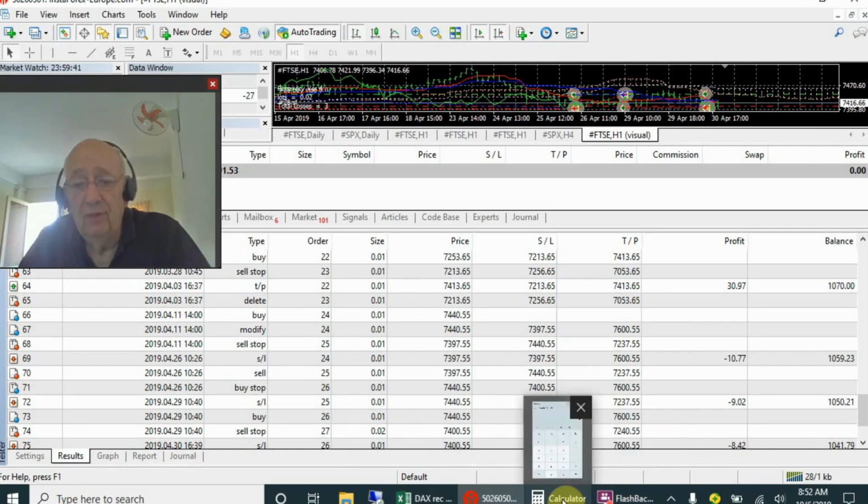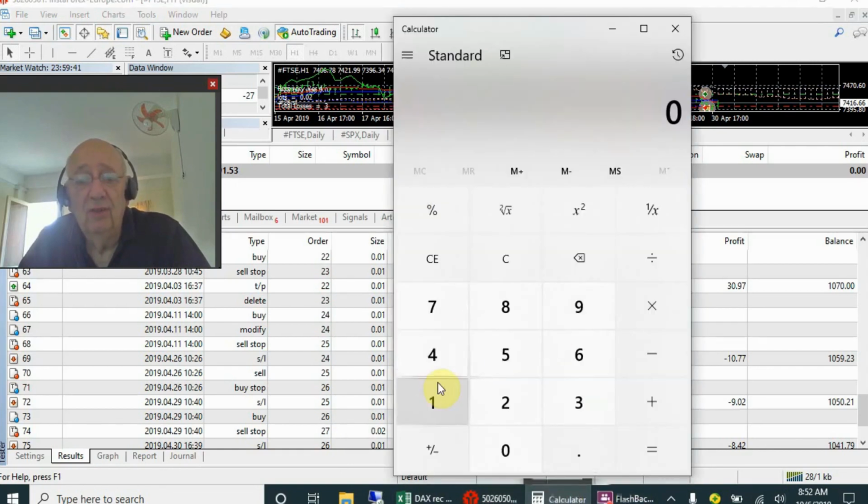Let's go and have a look at it. $70, let's just say 70 divided by 1,000 equals 7%, divided by the 4 months. So we are still around just under 2%. We're running about 1.7, 1.8% per month with this one. It's a little bit low, I agree.